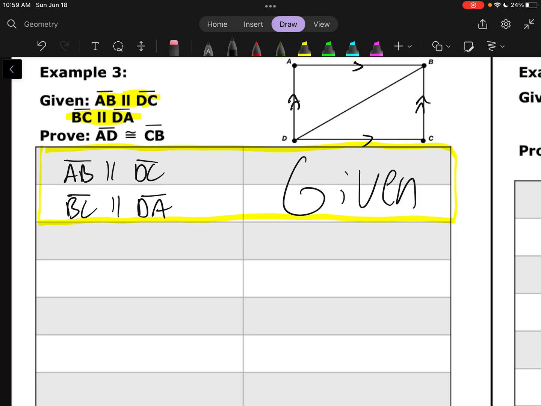Okay, so let's start getting some congruent things. One thing right away, they share that side in the middle. BD congruent to BD, reflexive property.